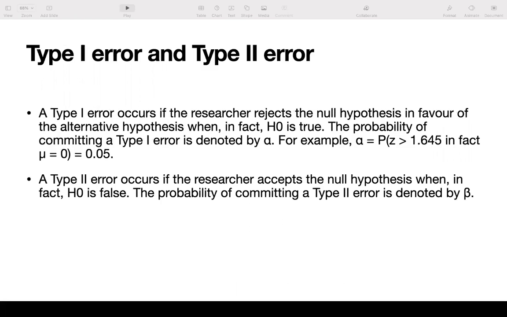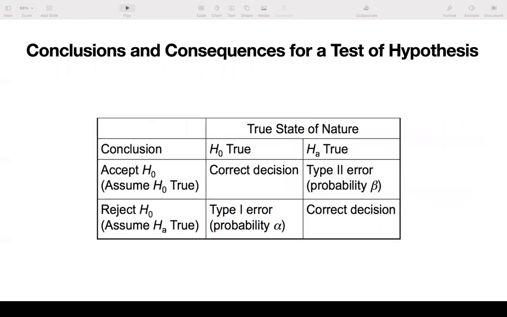Next, we'll talk about type 1 error and type 2 error. A type 1 error occurs if the researcher rejects the null in favor of the alternative when, in fact, the null is actually true. The probability of committing a type 1 error is denoted by alpha, for example, alpha equals 0.05. A type 2 error occurs if the researcher accepts the null when, in fact, the null is false. The probability of committing a type 2 error is denoted by beta. Here's a table that concludes the consequences for a test of hypothesis.